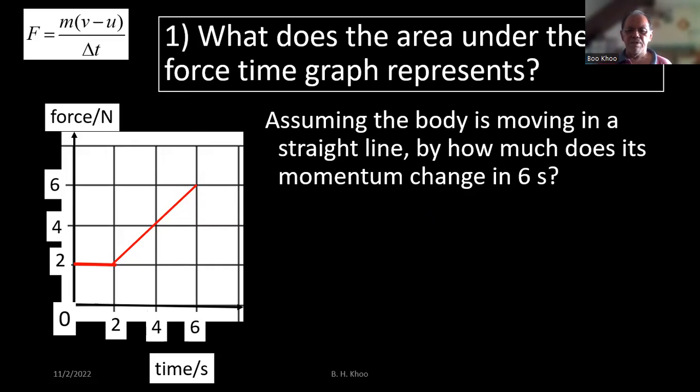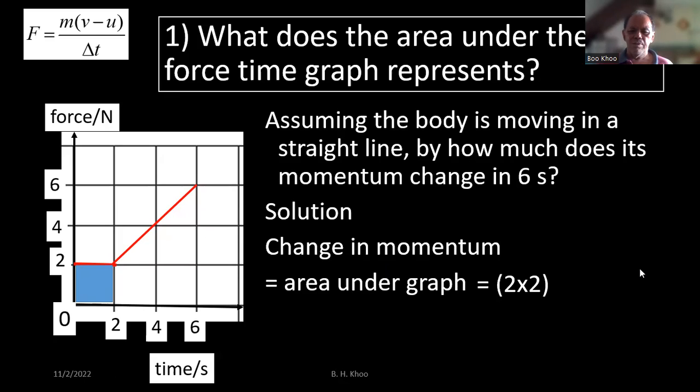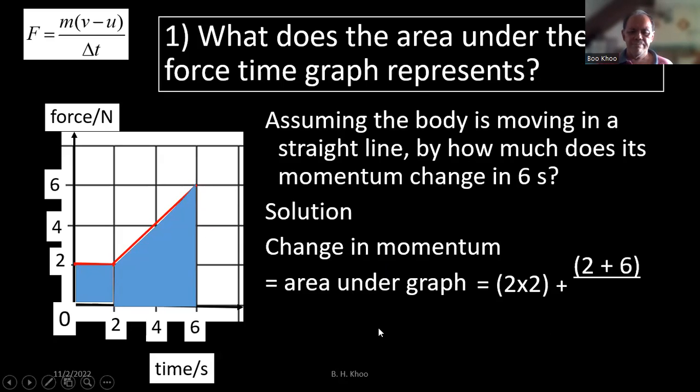Assuming the body is moving in a straight line, by how much does the momentum change in 6 seconds? The change in momentum is the area under the graph. That area there, 2 times 2, and the trapezium: 2 plus 6, times 6 minus 2 which is 4, divided by 2. We get 20 newton seconds.